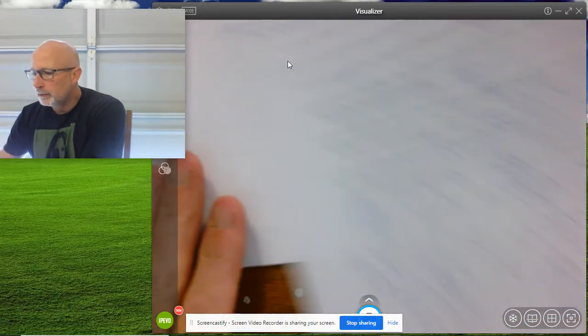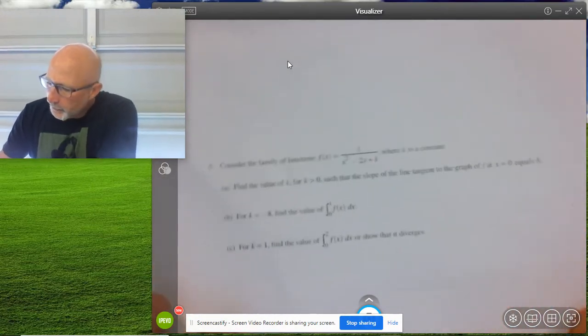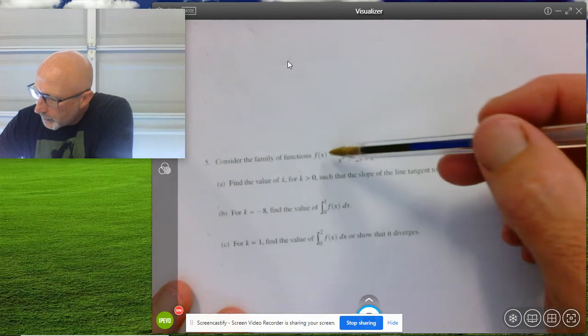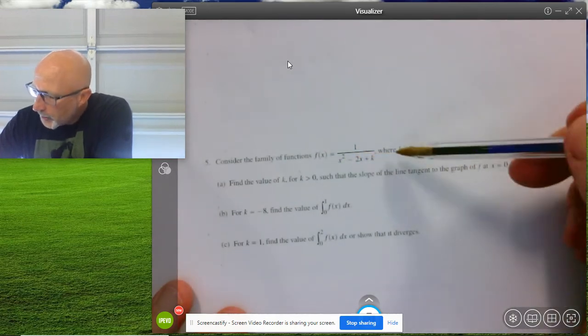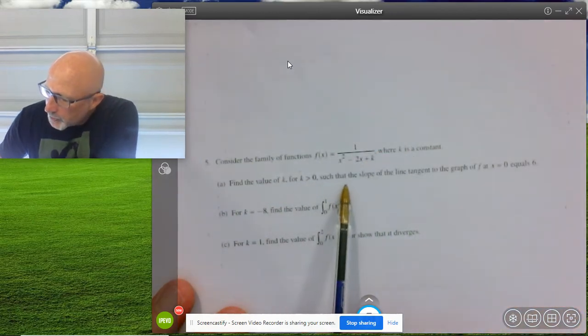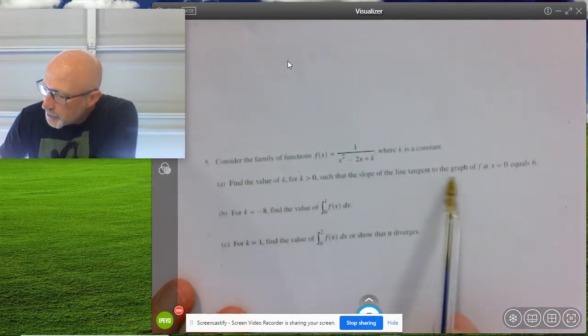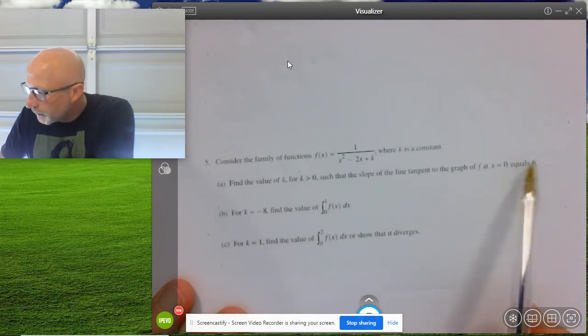Okay, so next question, number 5. Consider the family of functions f of x is equal to 1 over x squared minus 2x plus k, where k is a constant. Find the value of k for k greater than 0 such that the slope of the line tangent to the graph of f at x equals 0 equals 6.